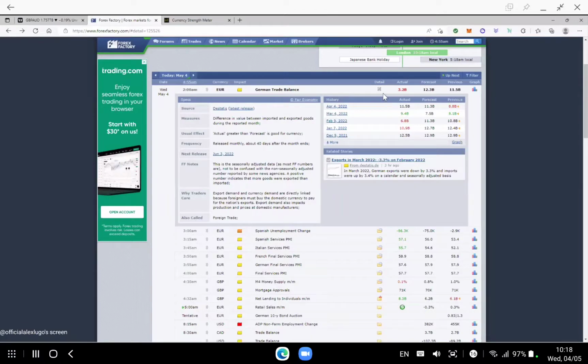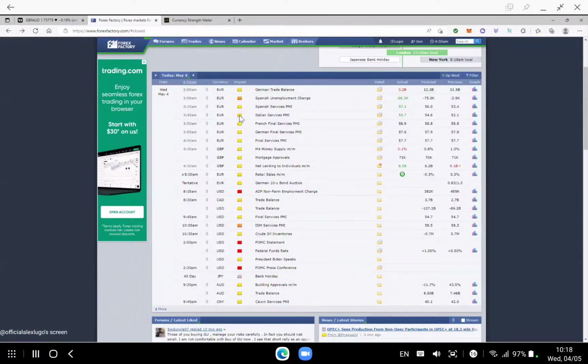I don't know how to grab detail. There we go. Okay, so that is where you're going to look for the news. Okay, you want to look at all that.